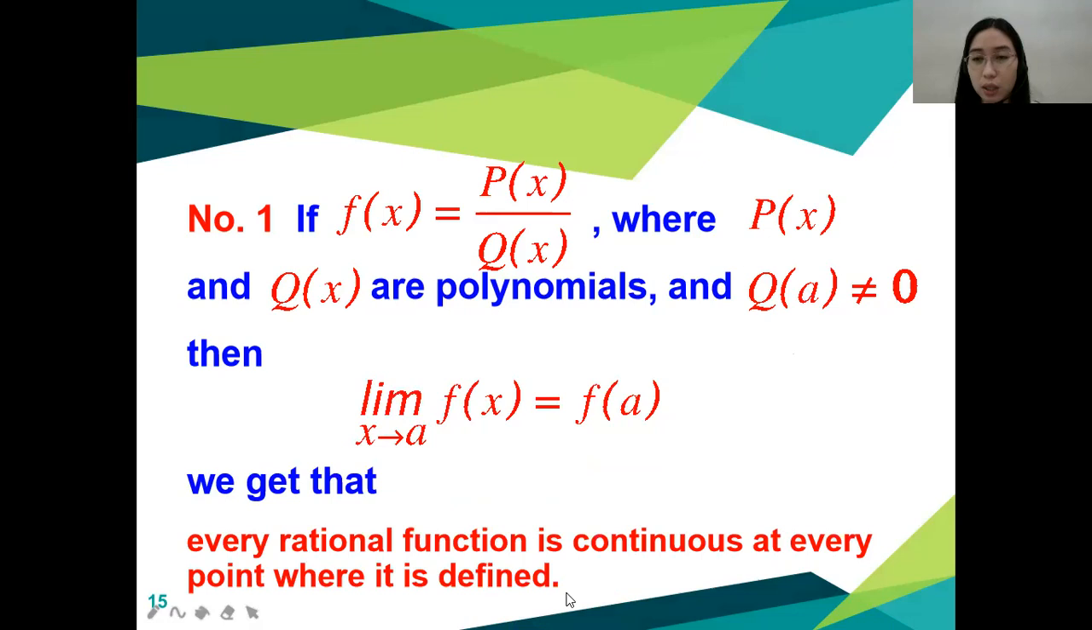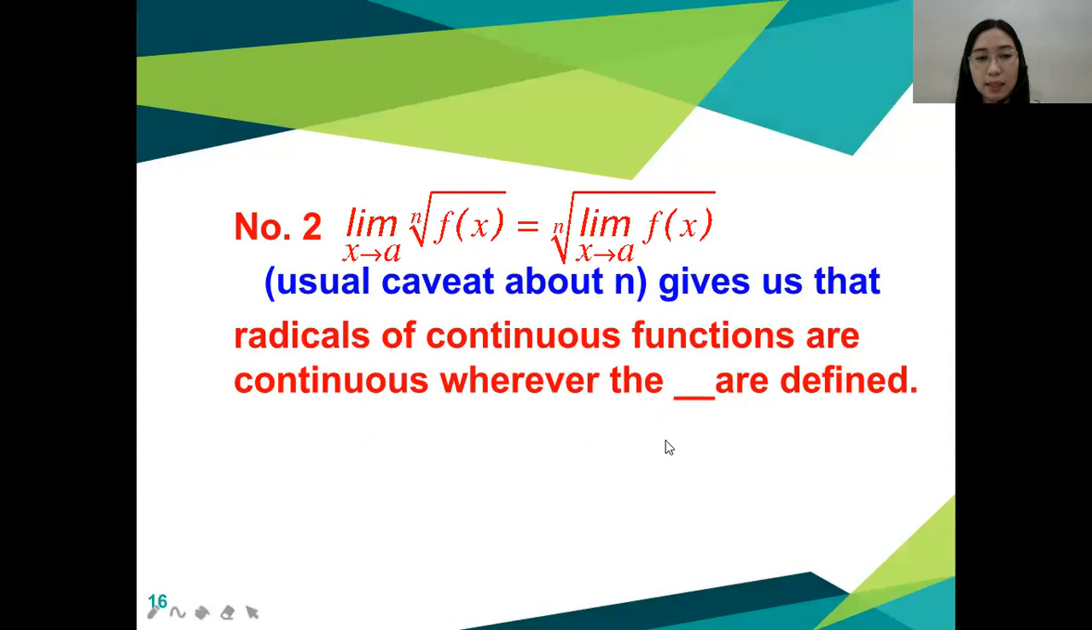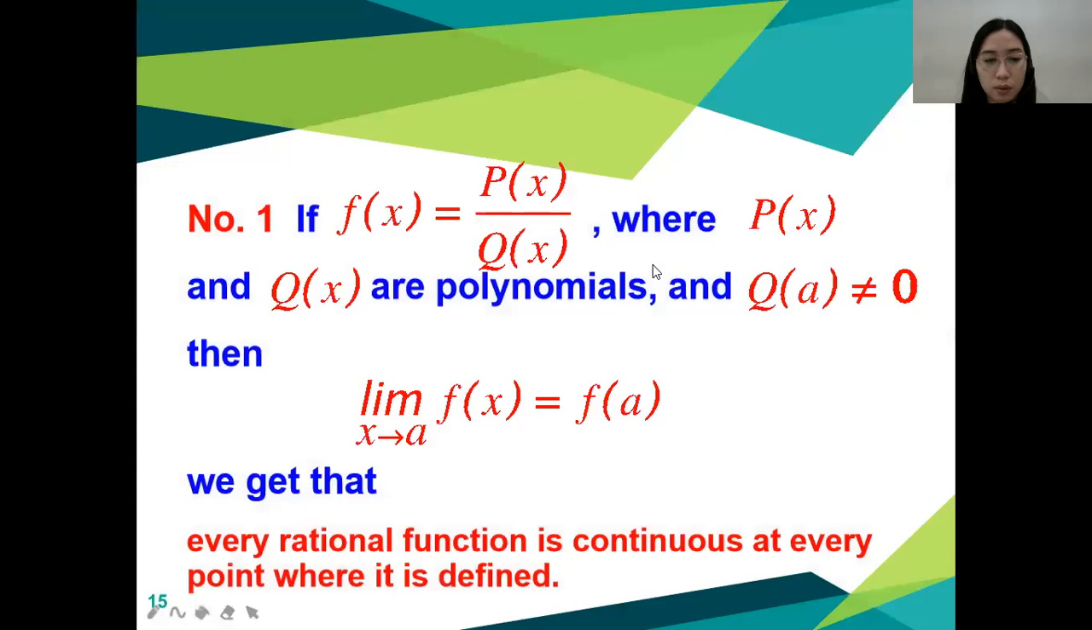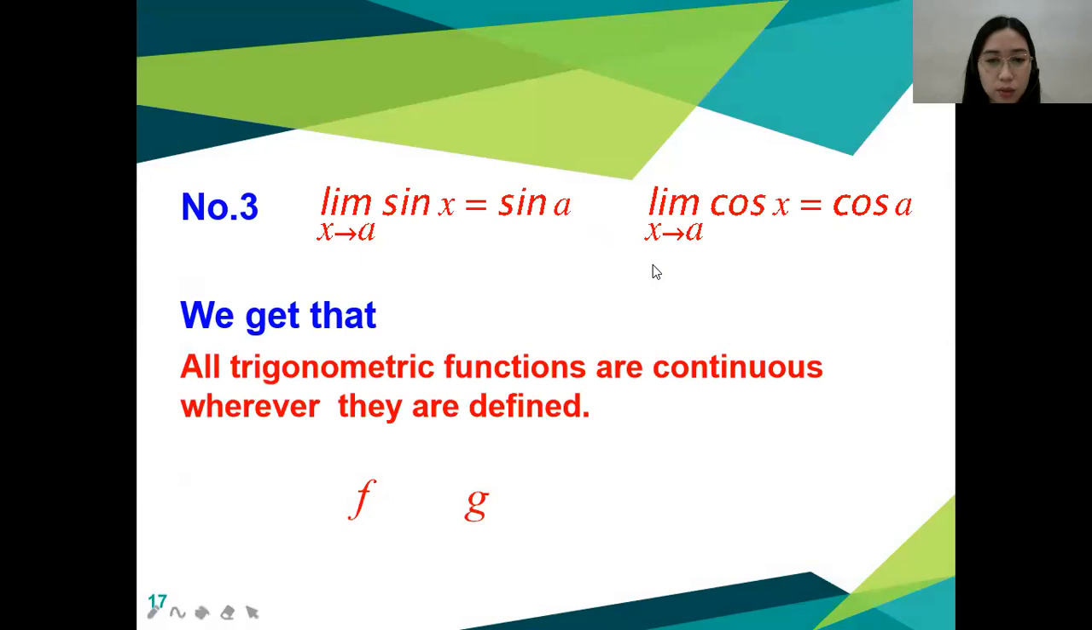And so for the next property, the limit of the square root of f of x as x approaches a is equal to, same sa rational function na property. So, which gives us that radical of continuous functions are continuous when the point is defined.